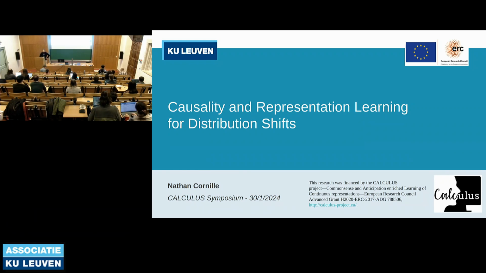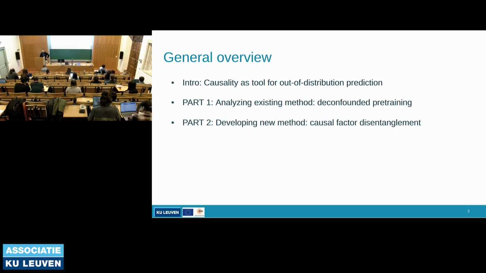Okay, hi everyone. So I'll be talking about causality and representation learning, and specifically as a tool for dealing better with distribution shifts. That's the end goal I'm really interested in. I'll give a bit of a general intro of some of the concepts that are useful for the things I will talk about, and then there are really two parts, two approaches, let's say two attempts that I took at this.